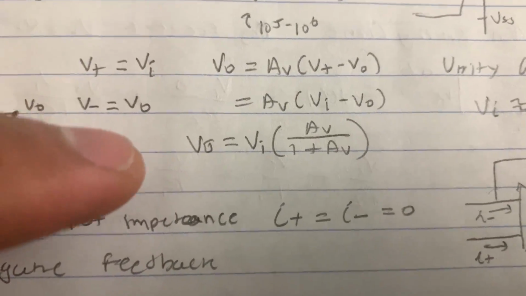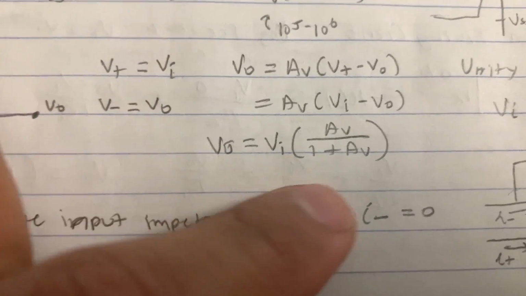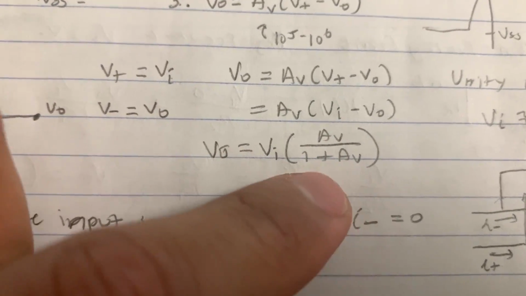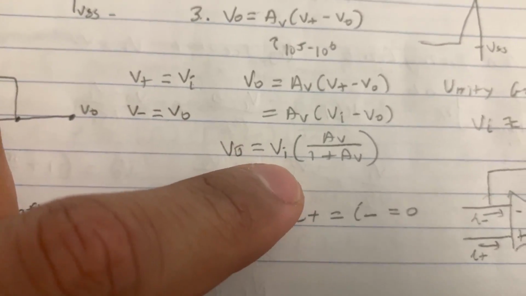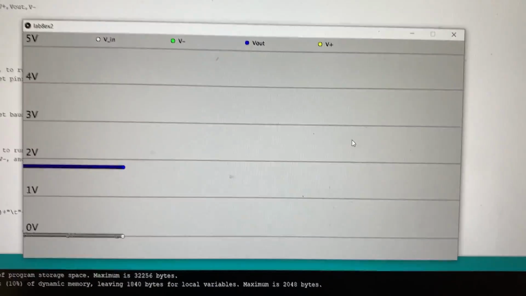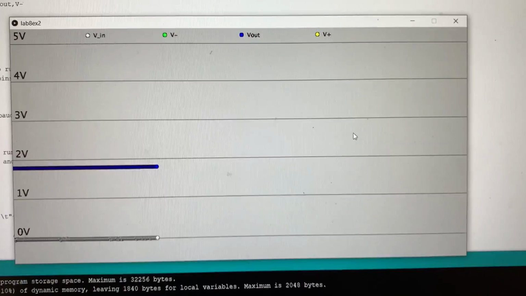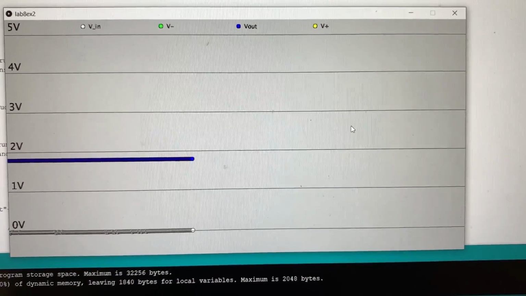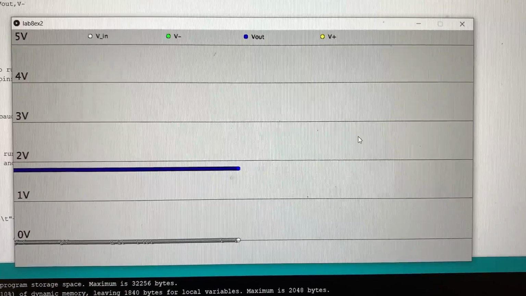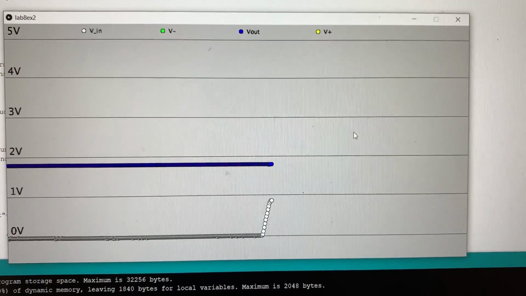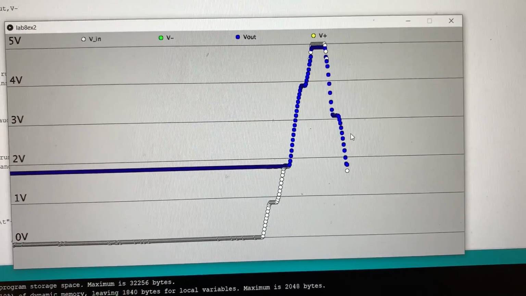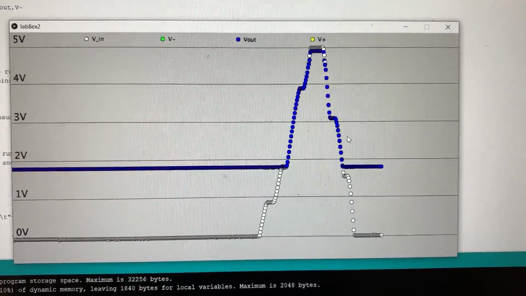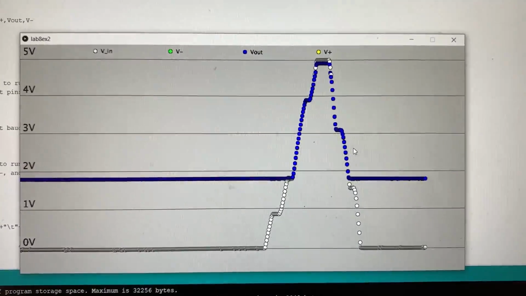This is an equation that governs the unity gain buffer. You see AV over 1 plus AV will roughly turn to 1 because AV is a large number. So then V out is equal to V in, but in our case, it did not happen. The problem is that we have 0 to 5 volts instead of negative 5 to 5 volts for our positive VCC and negative VCC. That's why we're seeing that the output is not following the input for all voltage levels. And this is not an ideal op-amp situation because we're actually building the circuit.